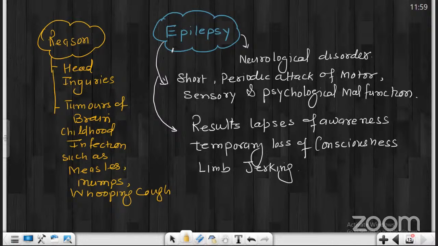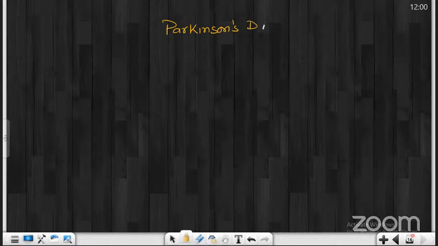And one disease I will also discuss with you, Parkinson disease, then we finish this part. What is Parkinson disease? This is the last disorder exactly. Parkinson's disease. PD is what it is called in short.